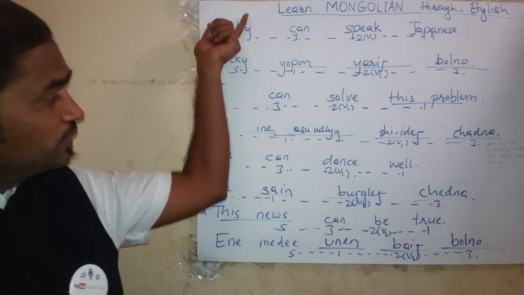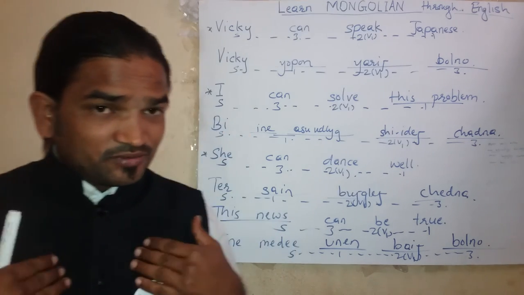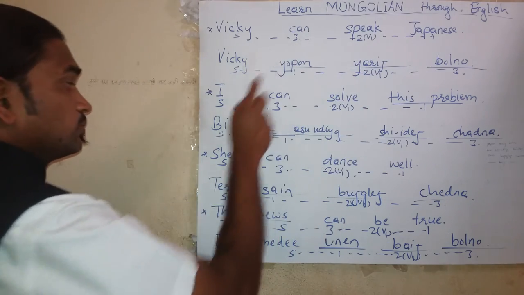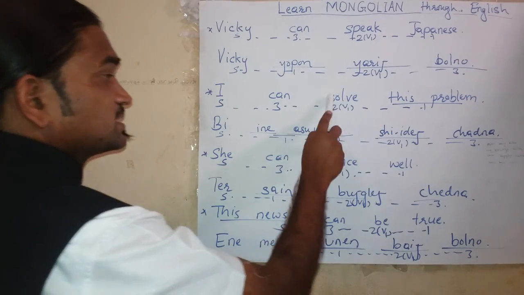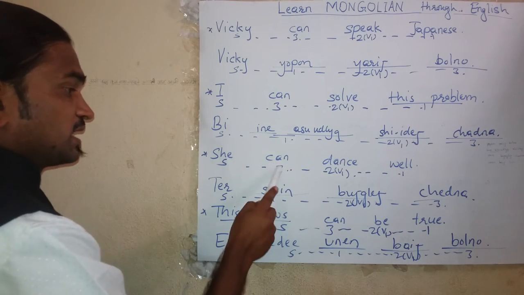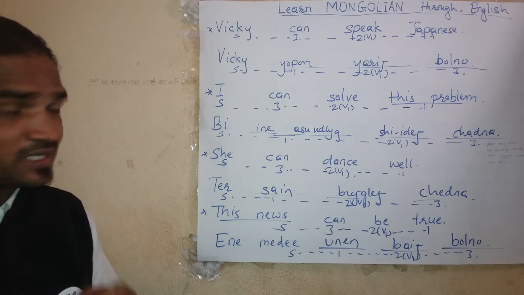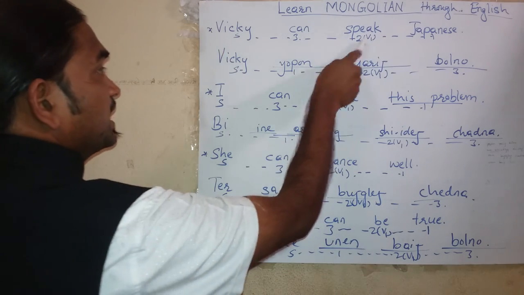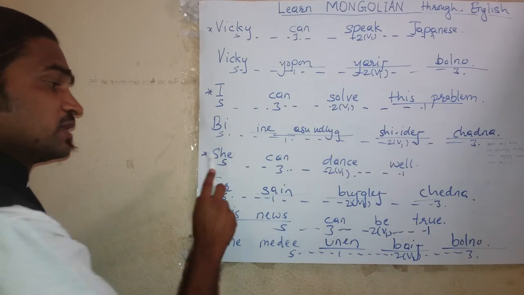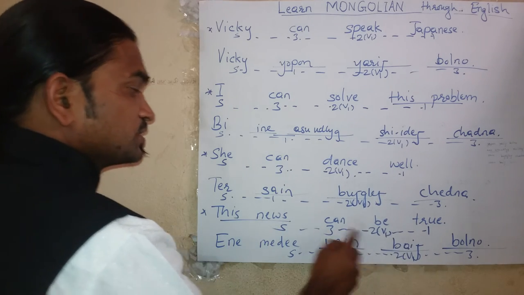Okay, now we will look at all these English sentences and we will try to speak all sentences in Mongolian language. First, I will try, after that, you should try. Look here. Now I will try.